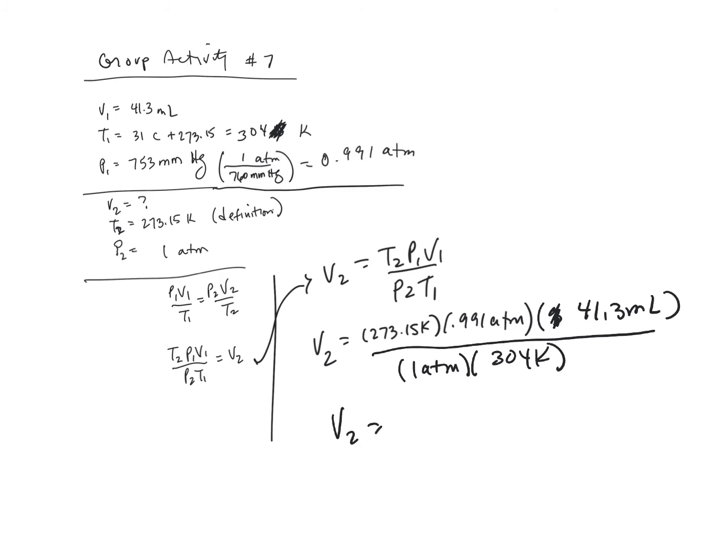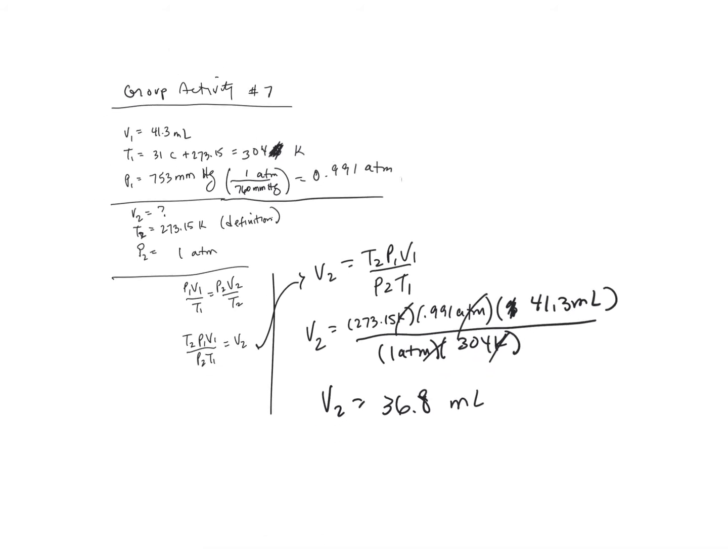So V2 will be equal to 273.15 times 0.991 times 41.3 divided by 304. So it's 36.8. And you have milliliters because Kelvin cancels and atmospheres cancel, and you have milliliters. Okay, so that's the first one.